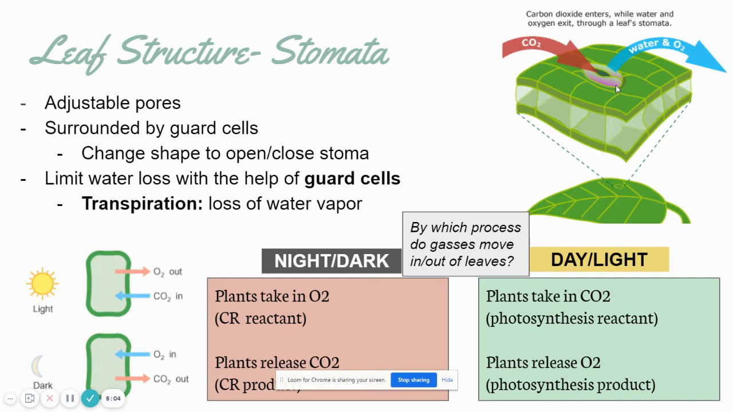So during the daylight, when there's sunlight around, the stomata will open and the plant will take in carbon dioxide gas, which is a reactant to photosynthesis, and it will release oxygen and water vapor, depending on how much water it has. And oxygen, of course, is a product of photosynthesis. At night, when there isn't any light around, the plant will take in oxygen, which is a reactant of cellular respiration, and it will release carbon dioxide, which is a product of cellular respiration.